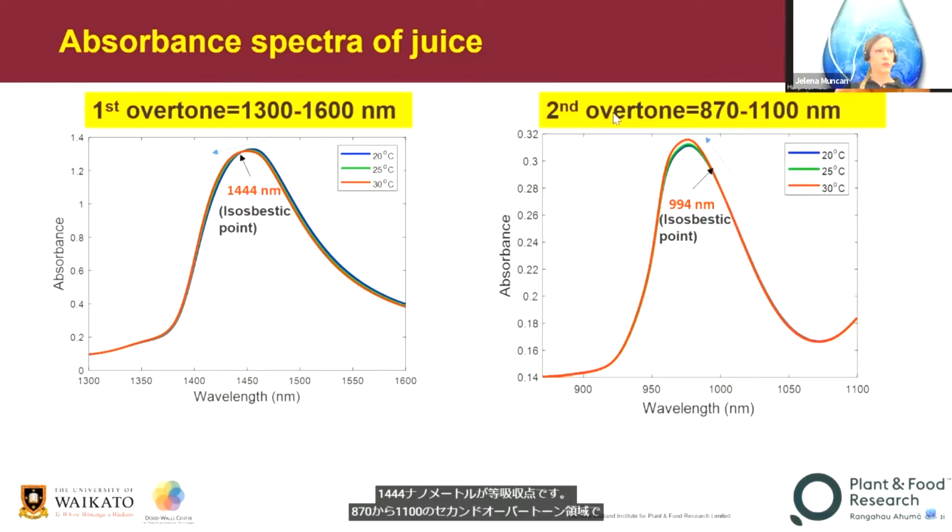However, in the second overtone region, from 870 to 1100 nanometers, there was a vertical shift in the absorbance peak. With an increase in temperature, the peak intensity increases. There's a slight lateral shift, but it was more of a vertical shift. The isosbestic point was around 994 nanometers.